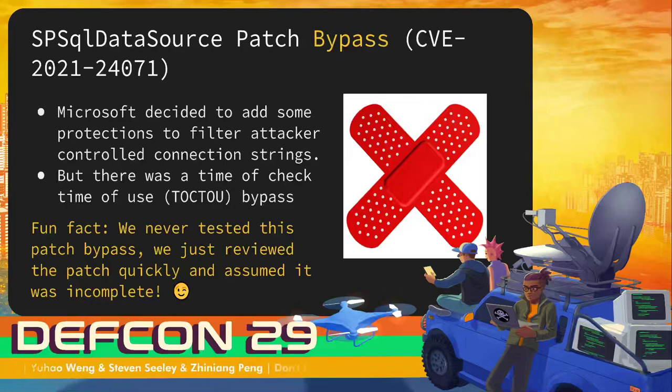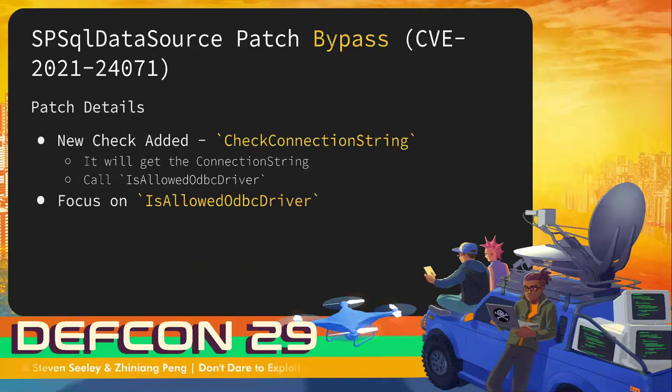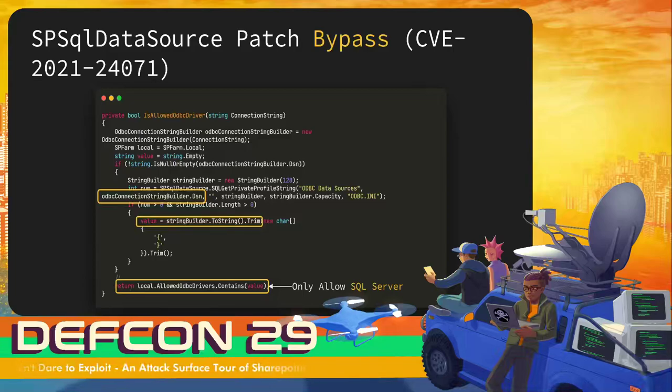They added a track of the connection string, and this was the method called TrackConnectionString. It will get the connection string and call IsAllowedODBCDriver. Let's check it. The first thing it looks for is a DSN in the connection string. Then it will look up the DSN and find the particular driver out of the DSN, and if that equals the SQL Server driver, that's the trusted SQL Server, then it will be allowed.